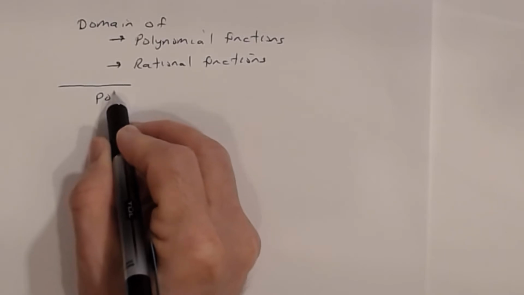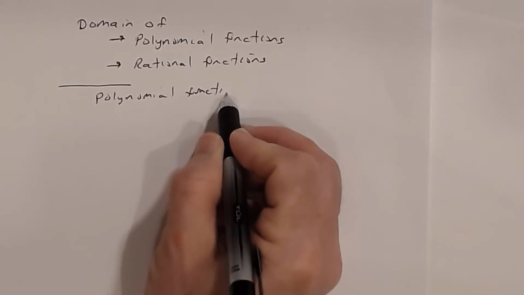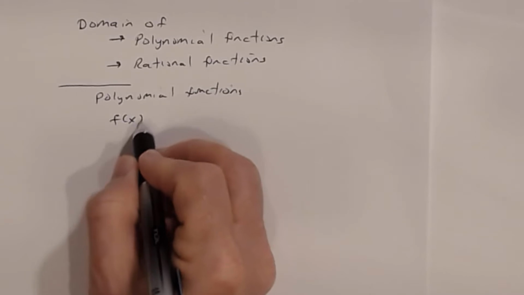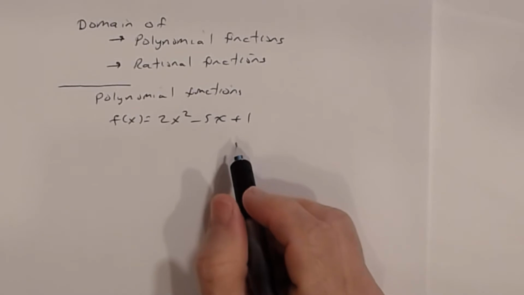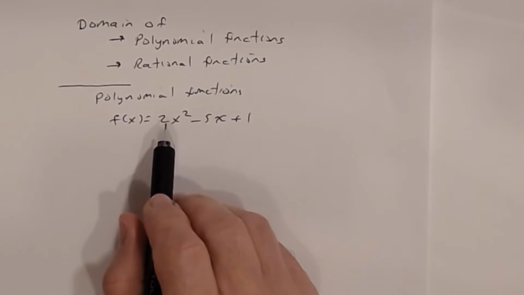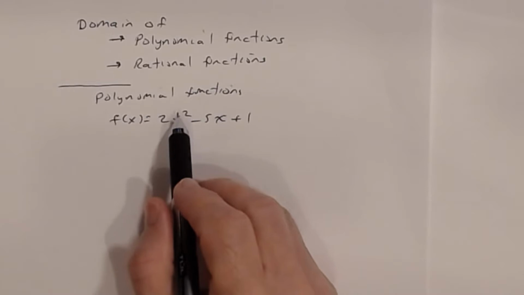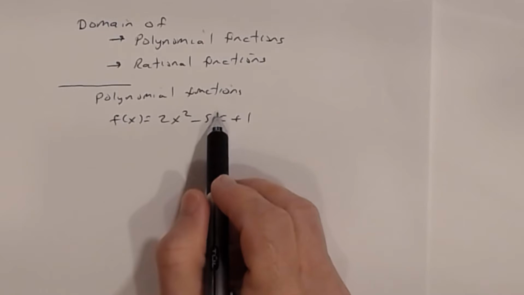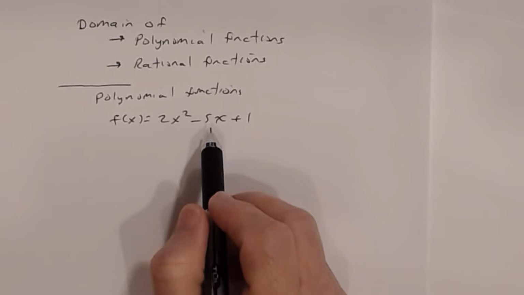All right, so these are going to be examples of polynomial functions. Here's some examples. f of x equals 2x squared minus 5x plus 1. That's an example of a polynomial function. What makes this a polynomial function is, for one thing, the exponent. If you look at the exponent of the variable, that's a positive integer. If you look at the next variable, the exponent is a positive integer. It's a positive 1.